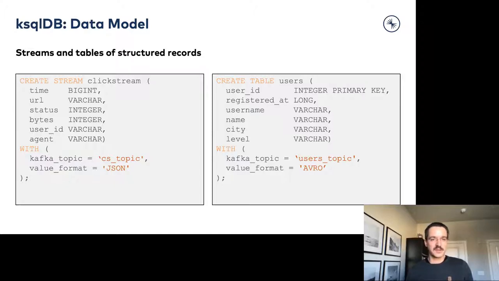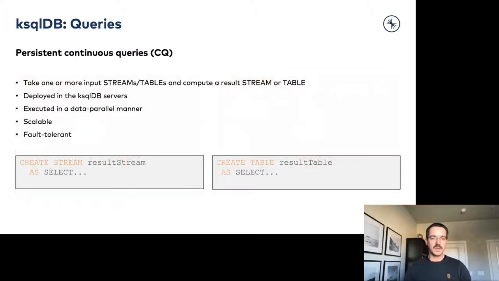Okay, so that is the data model. We usually assume we have existing topics, and we want to process the data. So we say, treat this topic as a stream or treat it as a table. And now we issue queries. The bread and butter of ksqlDB is those persistent continuous queries. They take one or multiple streams or tables as input, and they compute a result stream or table. And here the write path comes into play. When this query is executed and we create a result stream or table, the result is published back into a topic in Kafka. So we use the CREATE STREAM AS SELECT and CREATE TABLE AS SELECT statements to express this. The select expresses your actual computation, and then create stream or create table writes it back into a Kafka topic.